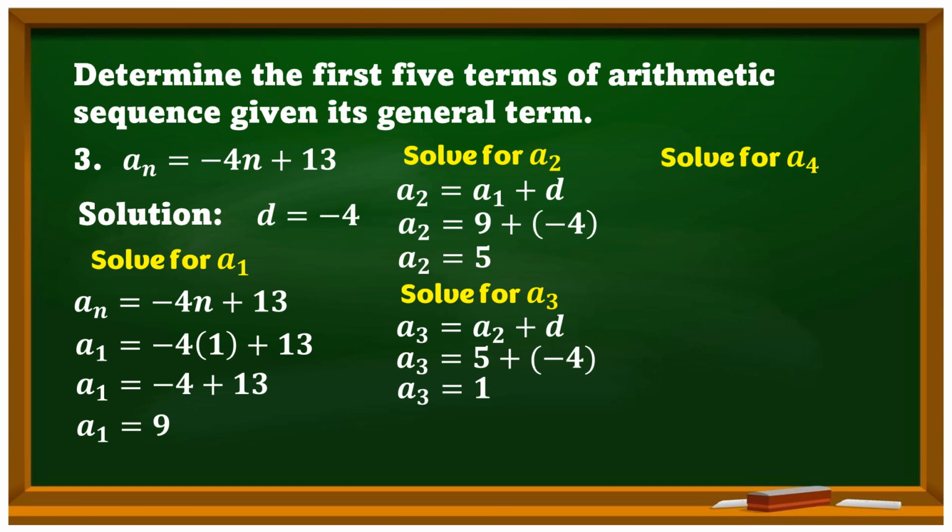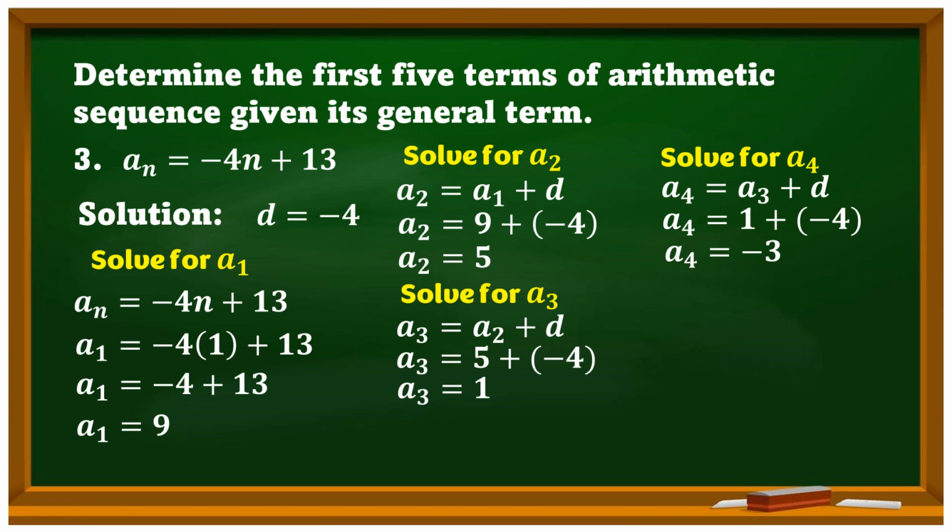Next, for a sub 4, so we have a sub 4 is equal to a sub 3 plus d. The value of a sub 3 is 1 and the value of d is negative 4. So we have a sub 4 equals 1 plus negative 4. 1 plus negative 4 is equal to negative 3. So the fourth term of the given sequence is negative 3.